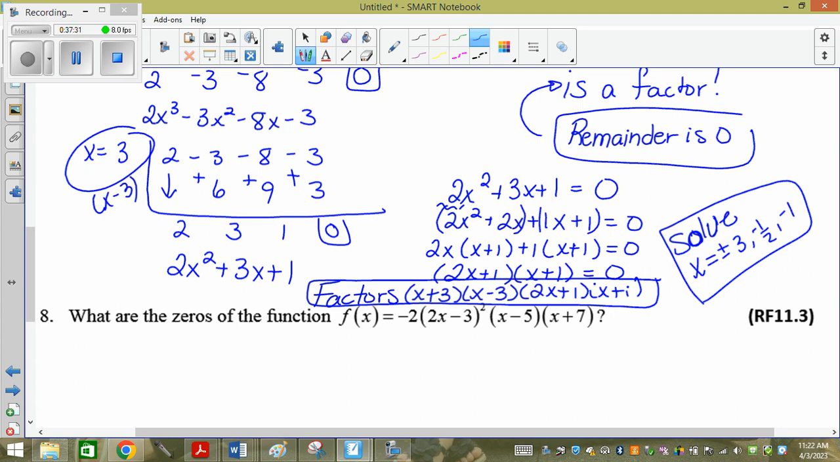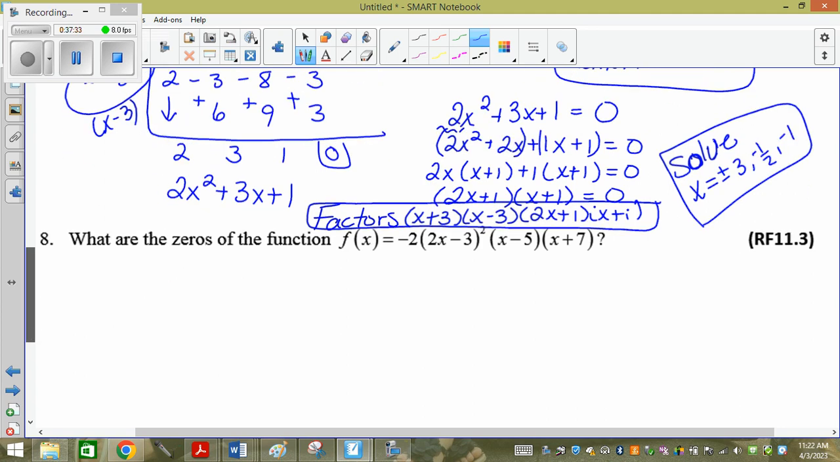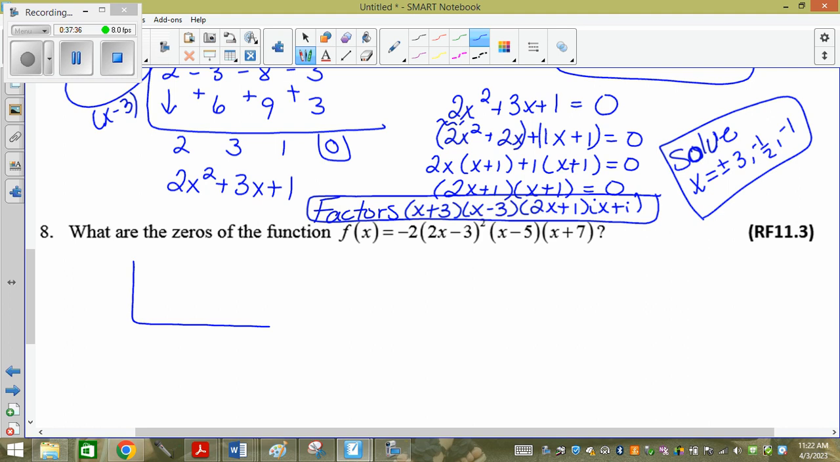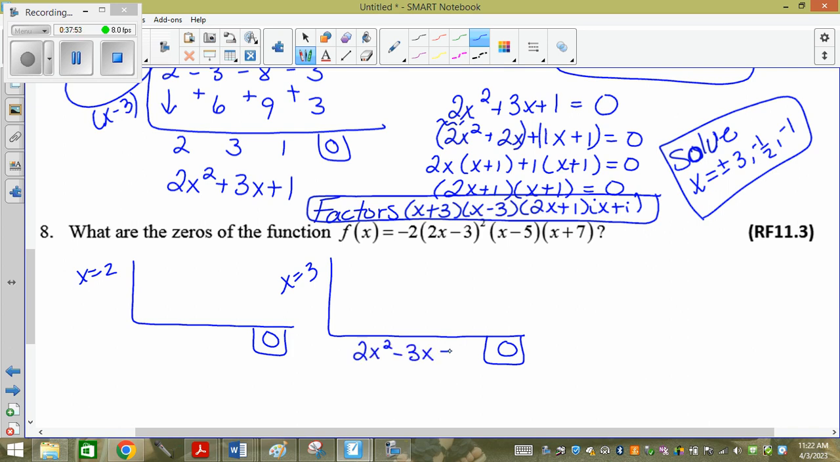What happens if this? So pay attention. This is my synthetic division. Ready? I get x equals 2, I get a 0. I don't need the rest. Then I get x equals 3, and I get a 0. Cool. And then at the bottom here, I get 2x squared minus 3x minus 3. And I ask you to factor. It's very different if I ask you to factor or to solve.